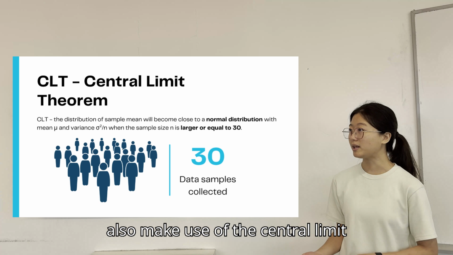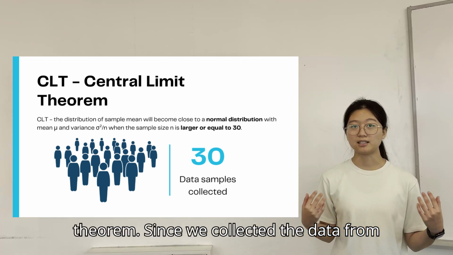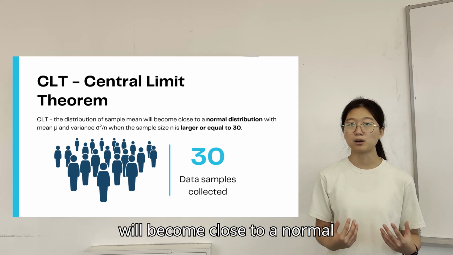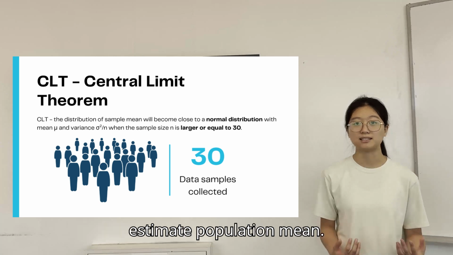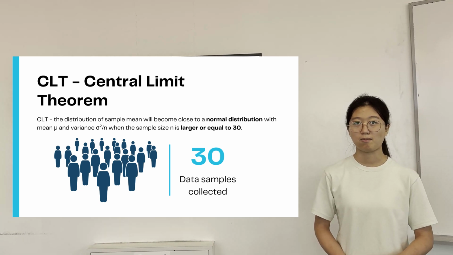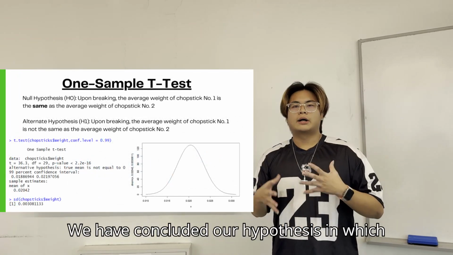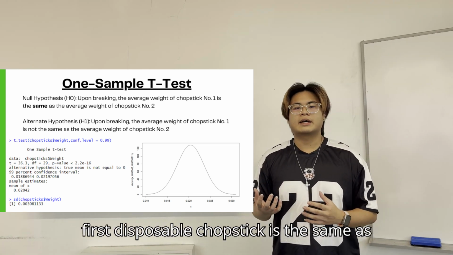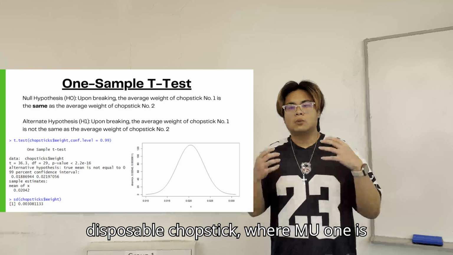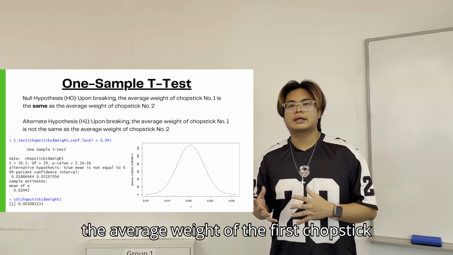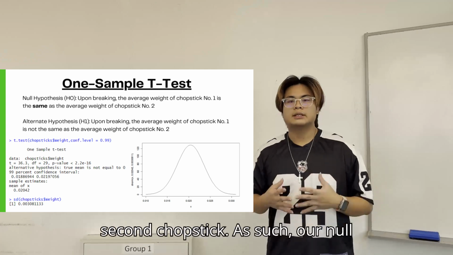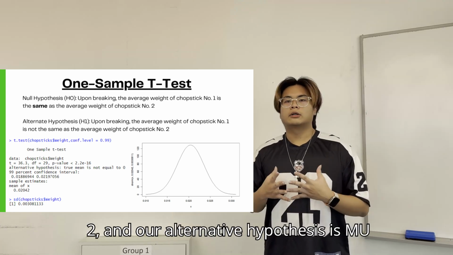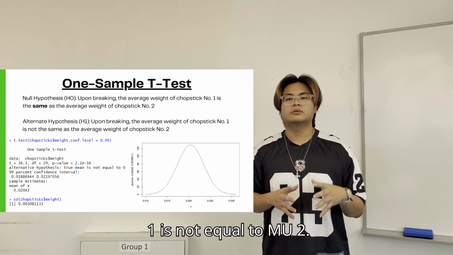In this analysis, we also made use of the central limit theorem. Since we collected the data from 30 different chopstick splits, we can assume that the distribution of the sample mean will become close to a normal distribution, and that can help us to estimate the population mean. We have concluded our hypothesis, in which, upon breaking, the average weight of the first disposable chopstick is the same as the average weight of the second disposable chopstick, where μ1 is the average weight of the first chopstick and μ2 is the average weight of the second chopstick. As such, our null hypothesis is μ1 equals μ2, and our alternative hypothesis is μ1 is not equal to μ2.